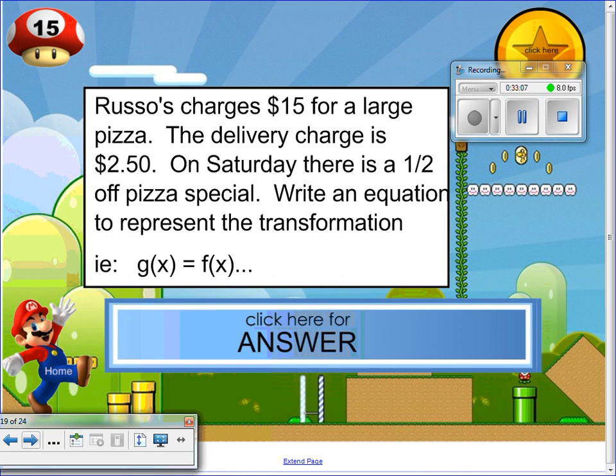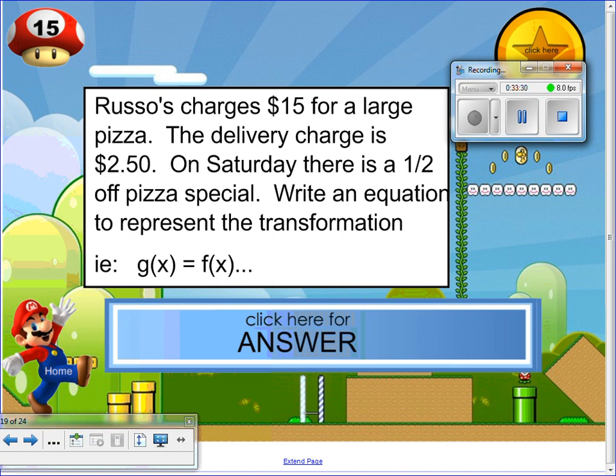Okay, 15, it says Russo's charges $15 for a large pizza. The delivery charge is $2.50. On Saturday, there is a half off pizza special. Write an equation to represent the transformation.